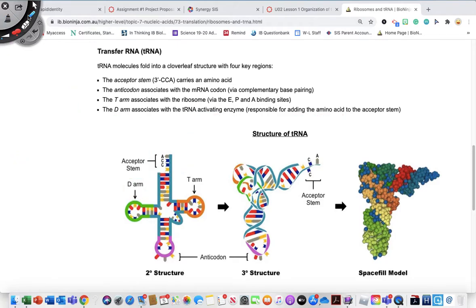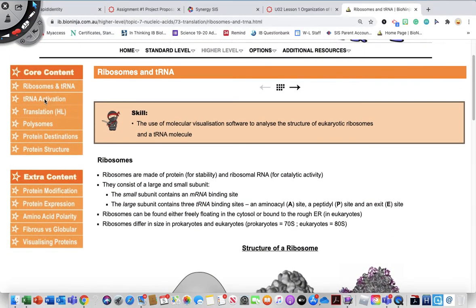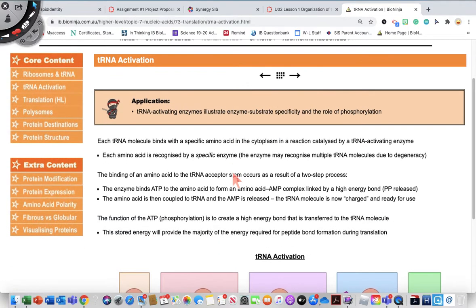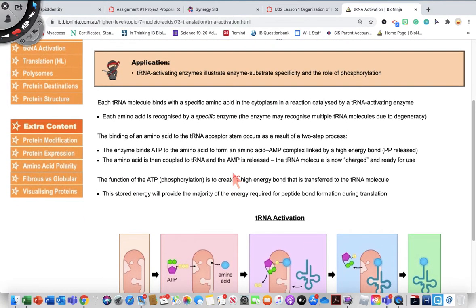Okay, so let's move right along then. So how does that tRNA get activated? And if I'm going too fast, remember you can stop this video and pause it, watch it again. All right, so how does tRNA get activated? It does so by the tRNA activating enzyme that I just mentioned, right?